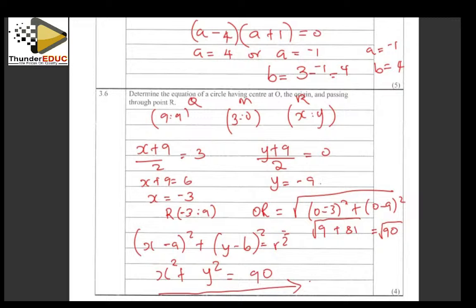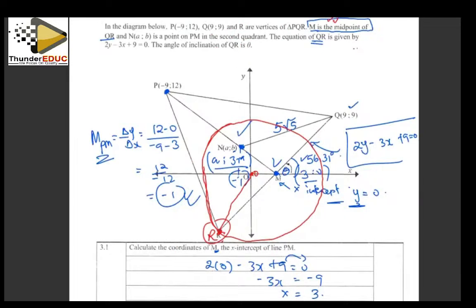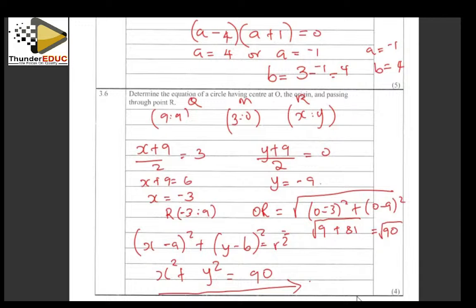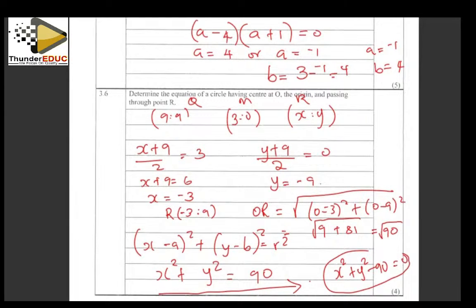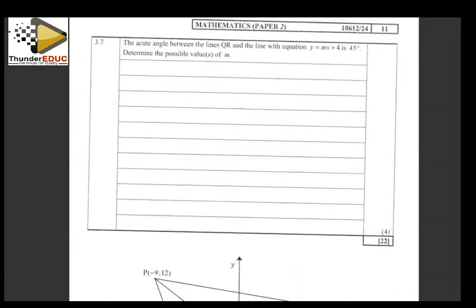Or alternatively, you can pull the 90 that side, you have x squared plus y squared minus 90 is equal to 0. There is no harm with this. So both answers will be correct. So that is 3.6. Then 3.7.